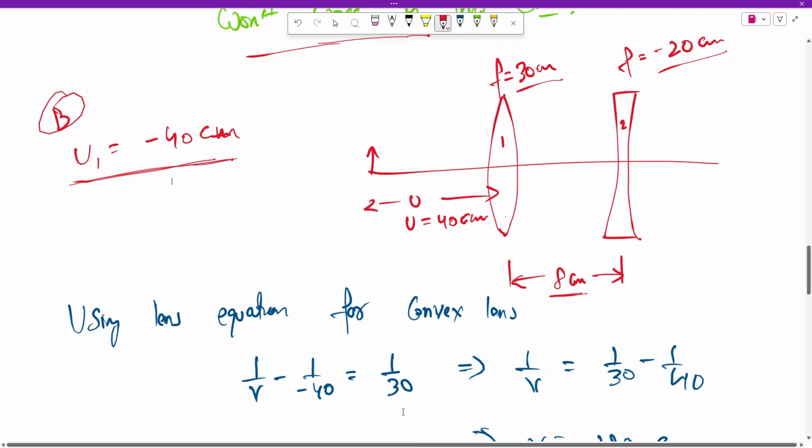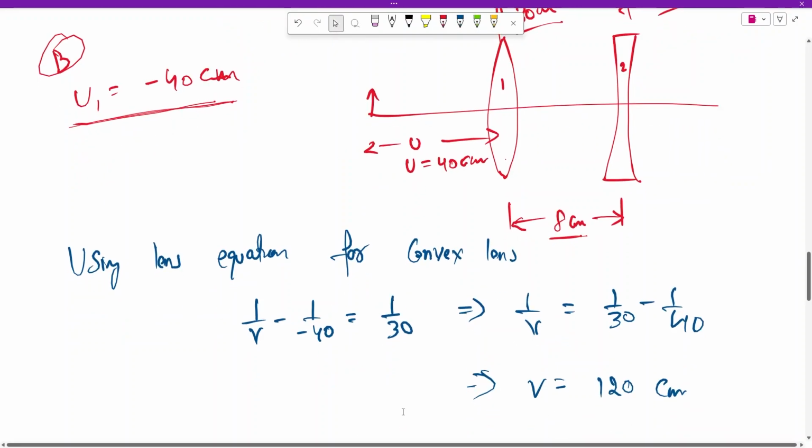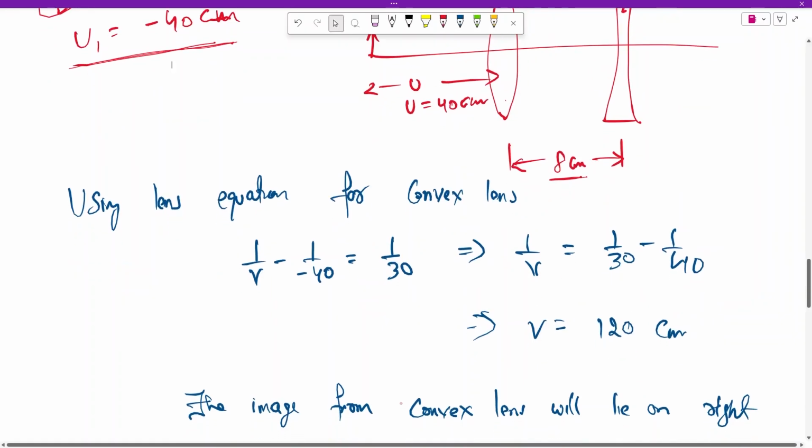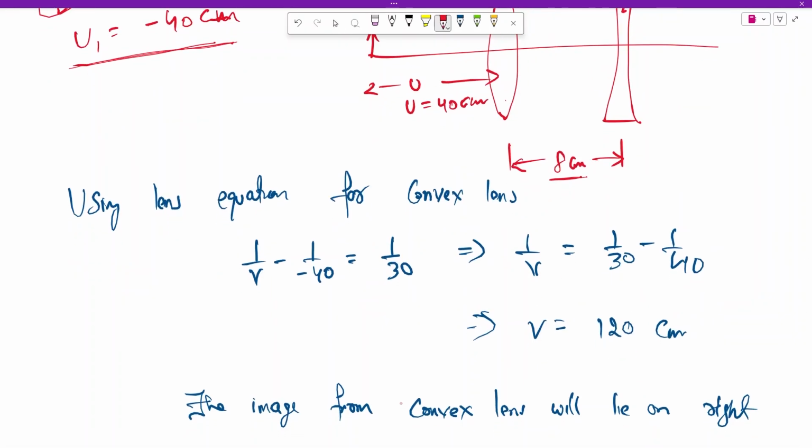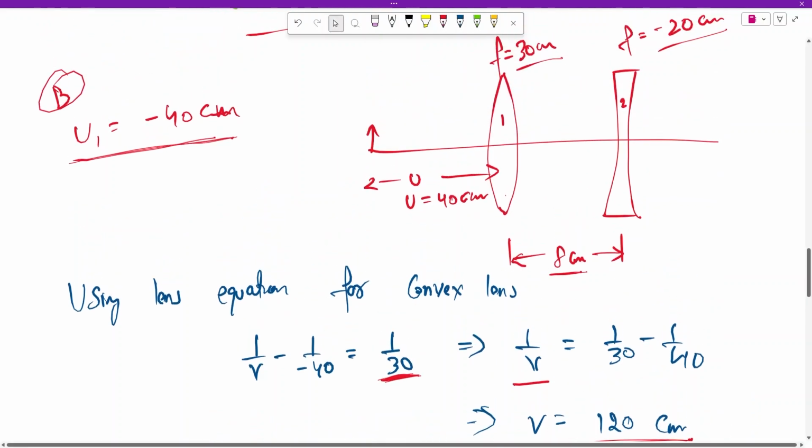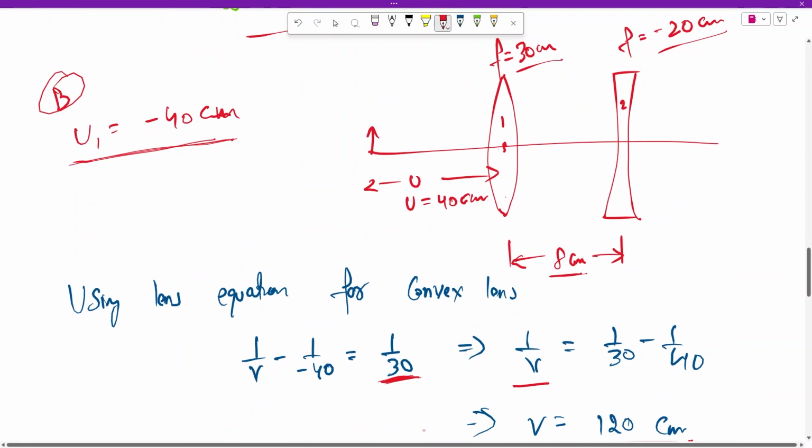Using the lens formula for finding the image produced by this convex lens, 1 by v equals minus 1 by u, where u is minus 40. So 1 by v equals minus 1 by 40 plus the focal length term. The focal length of the convex lens is positive, so it will be 1 by 30. Calculating here, v, we will get a value of 120 centimeter. Now we can see that from the pole of this lens, the first image will form 120 centimeter on the right hand side of this lens. So this image will act as an object for this concave lens.